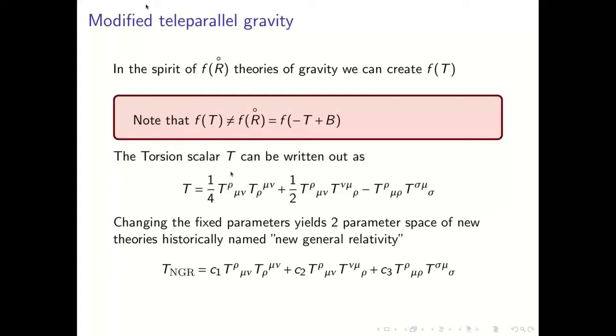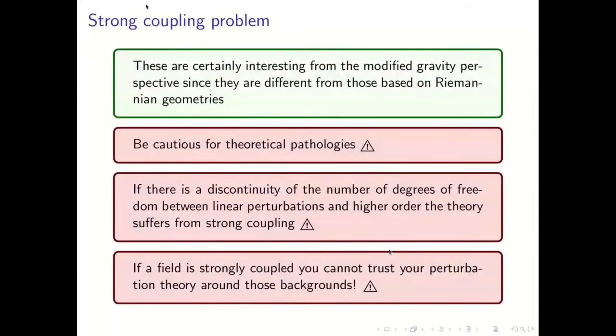Another theory one can write can easily be seen if we write out this torsion scalar explicitly. We see that in this teleparallel equivalent to general relativity, we have some seemingly arbitrary coefficients. If we relax this and let these coefficients be arbitrary and consider the teleparallel equivalent to general relativity as a subcase of this, then we can introduce some new theories of gravity. This has historically been named new general relativity. So that was basically the introduction to teleparallel gravity. Now we need to think about the viability.